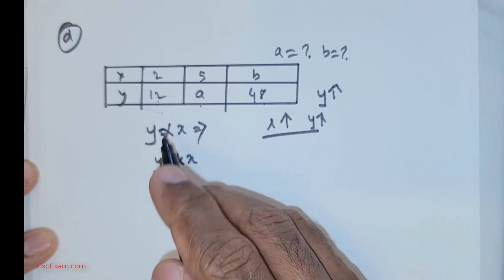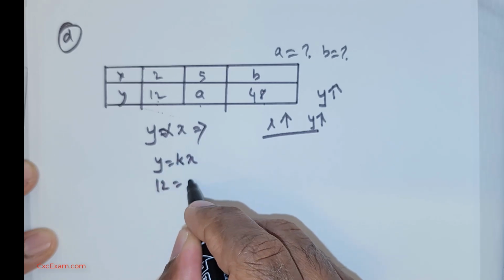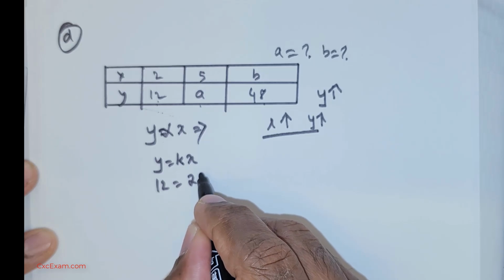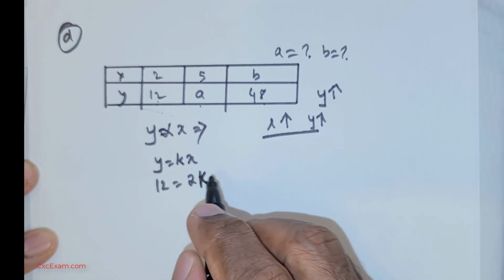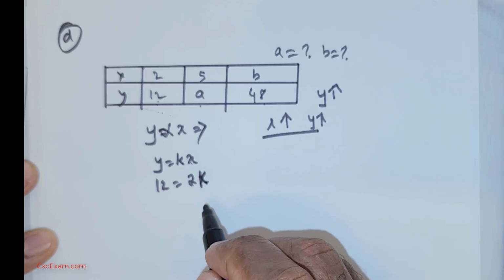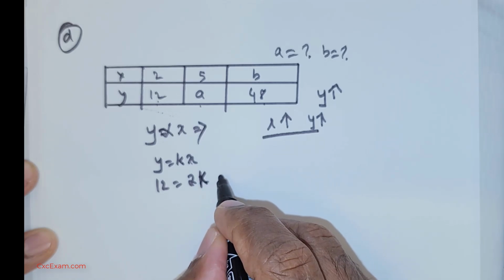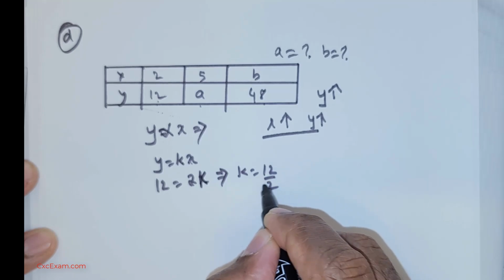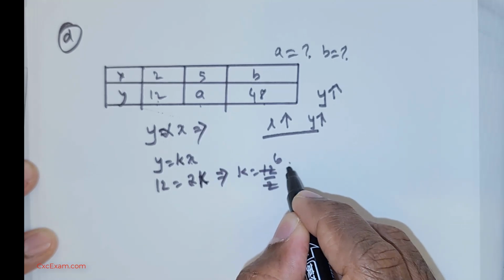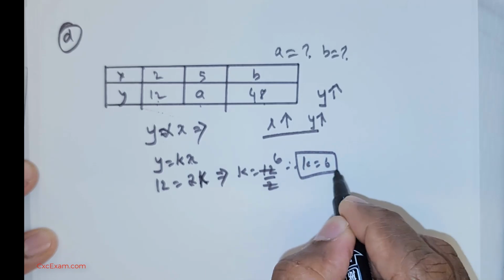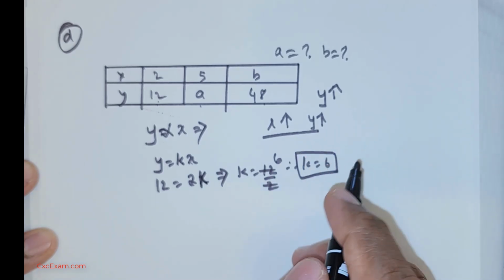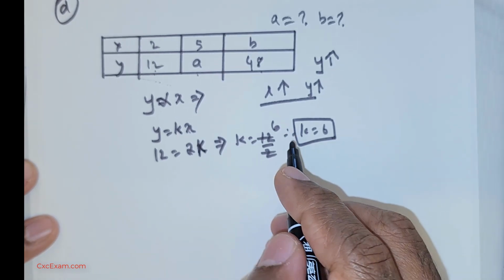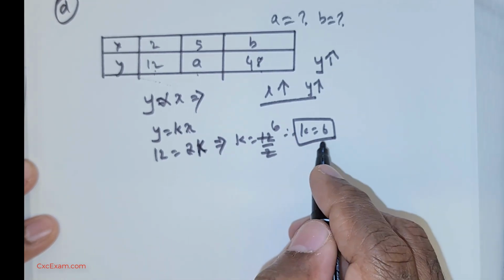Now for the first value, when y is 12, x is 2. So I need to place k there. When x is 2, you have 2k. So this means k is equal to 12 over 2. That would give me the value of k as 6. So that's how you can find the value for the proportionality constant k. So I've got k equal to 6.